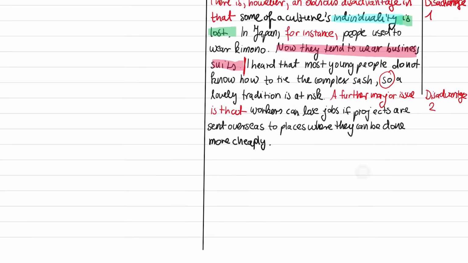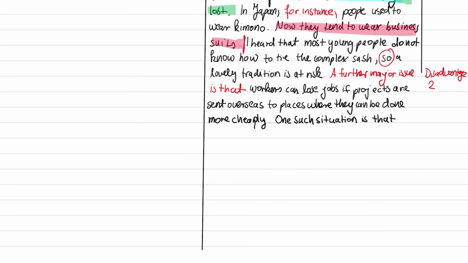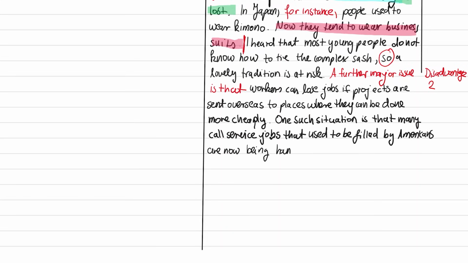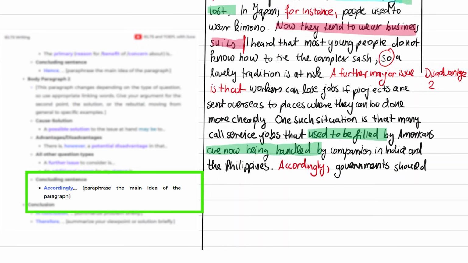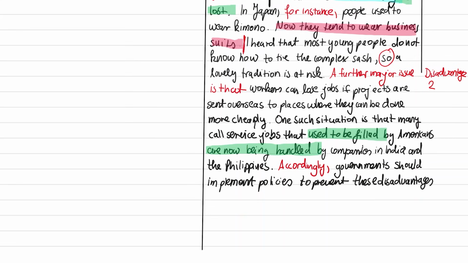So let's do this. One such situation is that many call service jobs that used to be filled by Americans are now being handled by companies in India and the Philippines. Next, we have to write a concluding sentence for this paragraph. I use a linking word from my template for this. Accordingly, governments should implement policies to prevent these disadvantages from becoming more serious. There is a lot of high-scoring vocabulary in this sentence.